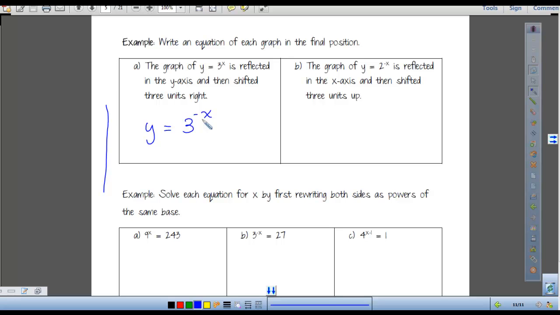Very good. Okay, it says then is shifted 3 units to the right. So we're going to say what? Minus 3. Okay. Questions about that?